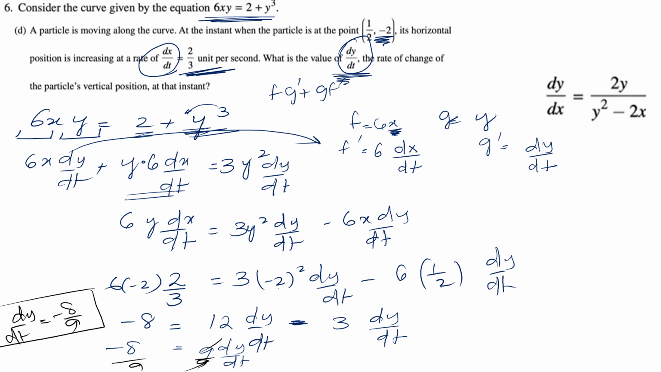So in the end you have to write that the value of dy by dt is negative 8 over 9. Or you can write that the rate of change of the particle's vertical position at half and negative 2 is negative 8 by 9. So that is how we solve the free response questions in a proper way.